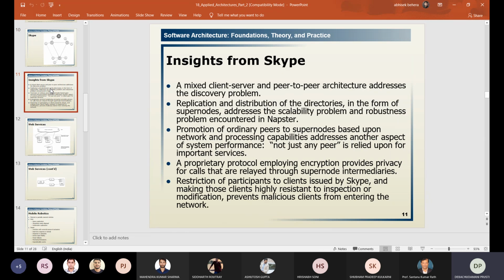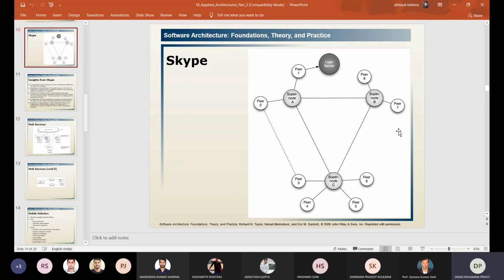Then the insights from Skype, the working principles of Skype. It is a mixed client-server and peer-to-peer architecture. Initially it was client-server, then peer-to-peer. When you are accessing the login server, the relationship is just client and server. The peer is accessing the login server; the login server is the server and the peer is a client. Once that peer is allowed, then it will work as peer-to-peer.